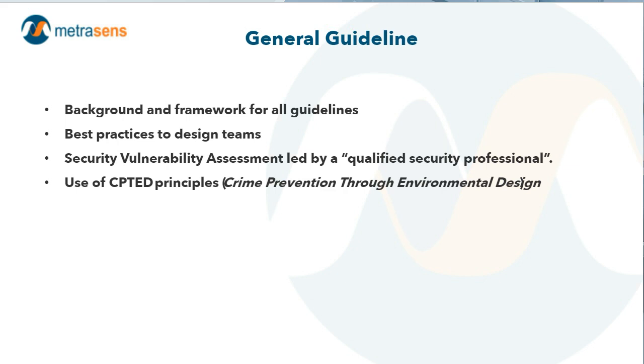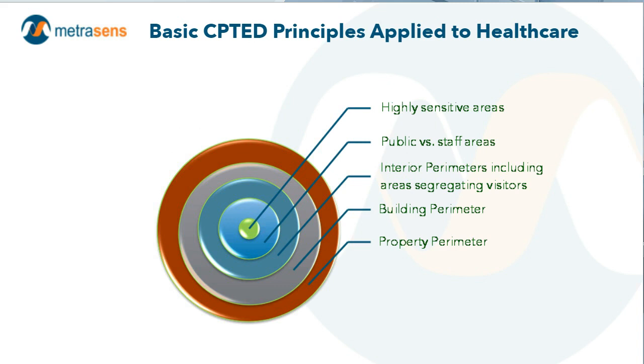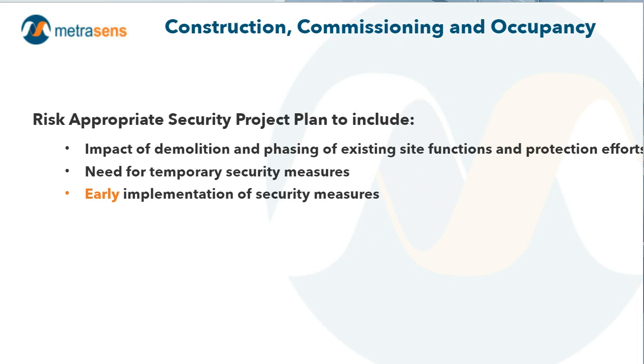I think we'll talk just briefly about some basic CPTED principles. We tried to build these into each guideline. We really start at the property perimeter and then move on to the building perimeter and interior perimeters, including areas segregating visitors, specifically public versus staff areas, and then highly sensitive areas. If you conduct your security assessment, the vulnerability assessment, using this lens, we think that will help moving forward with your construction project.